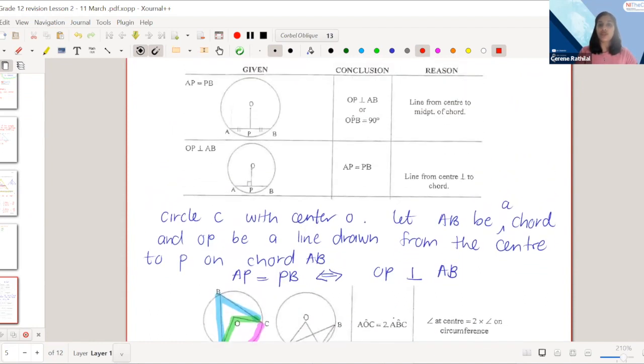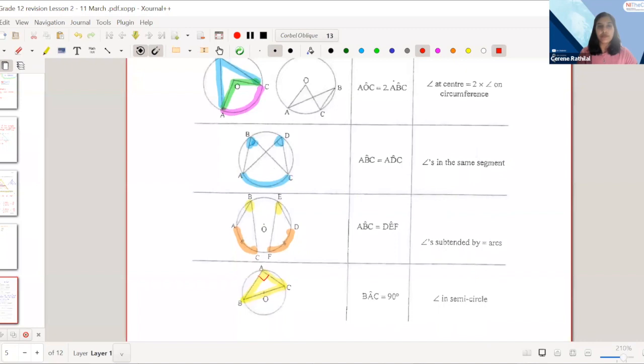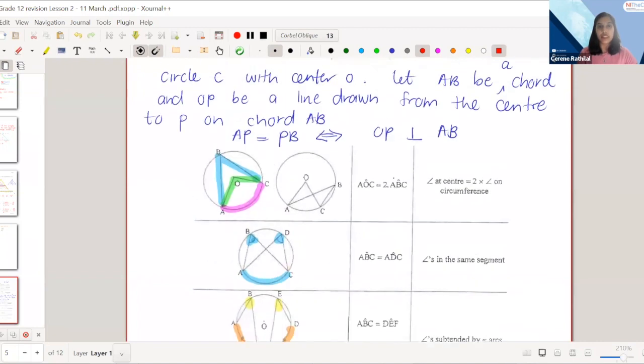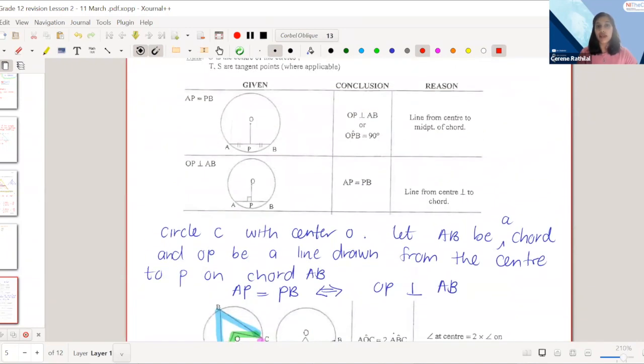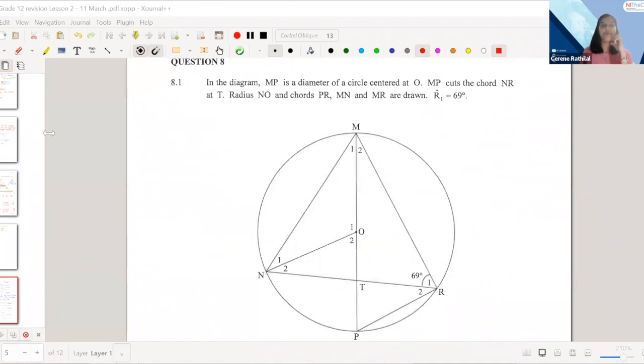So I want us to now consider these particular results, and we are now going to answer a question together from the exam. Okay, so remember all of these things about subtending angles, angles about chords, bisection of chords, and perpendicular lines. So those are important. Right, so let's go on to our question. So here is the question.